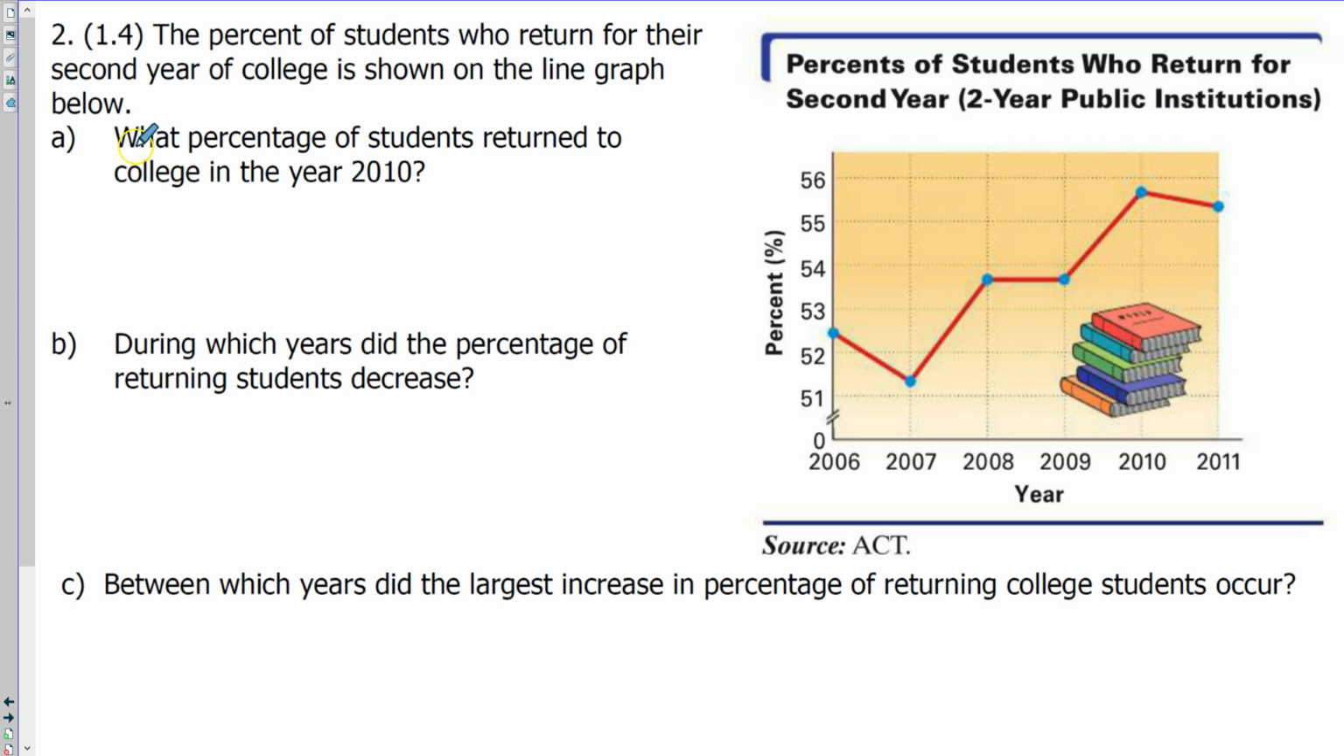So the first part of our question is what percentage of students return to college in the year 2010. So looking at my graph, I would look at 2010 and then identify the height of my point. Now this particular point that we're seeing here, it is not on one of our lines. It's somewhere between 55 and 56. So we need to do our best to estimate where that would potentially lie.